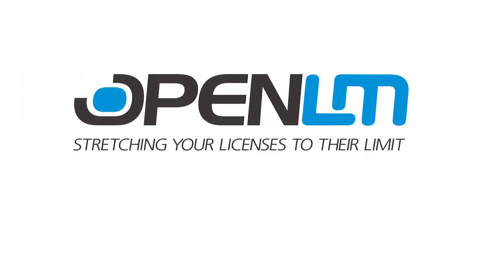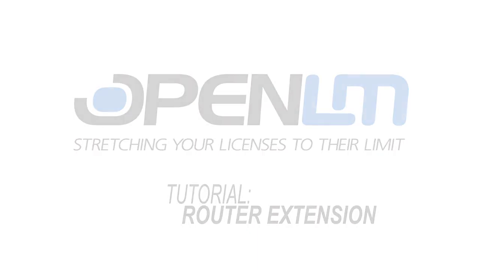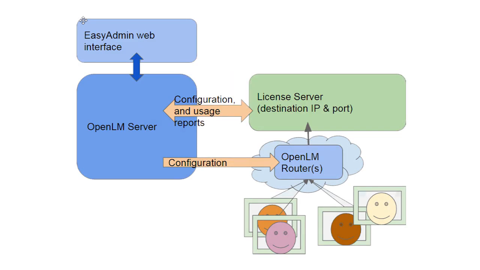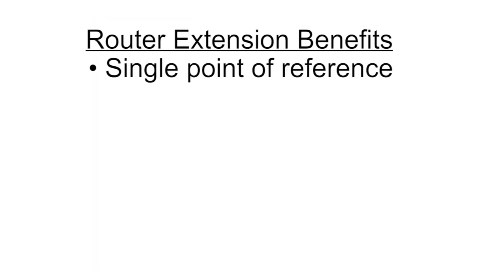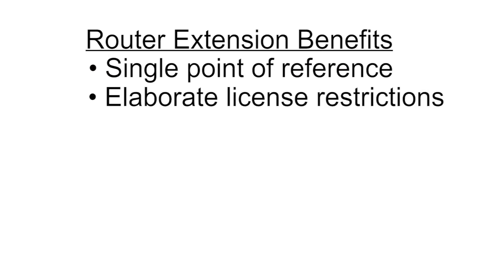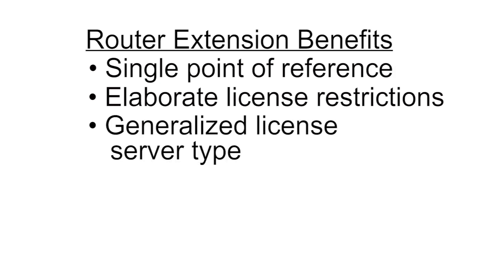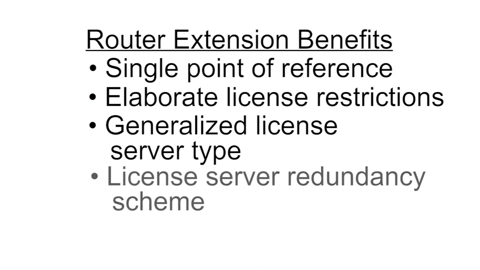This is an OpenLM tutorial. The OpenLM router module is peripheral to the OpenLM system. It intervenes in the license client to license server communication and provides benefits such as a single point of reference to all application clients, license restrictions according to specific users, IP ranges, and time of day, rules that may be applied to any type of license server, and setting up a license server redundancy scheme.